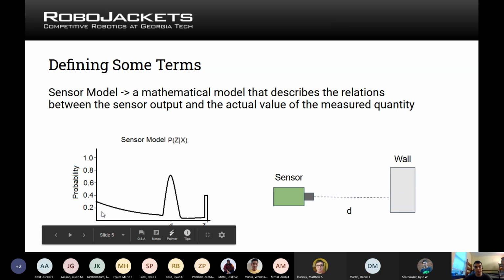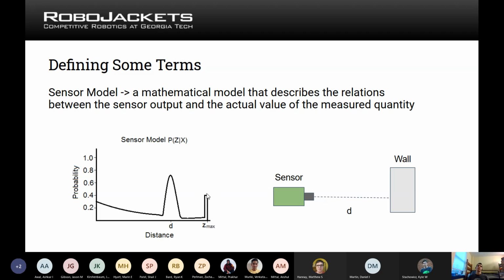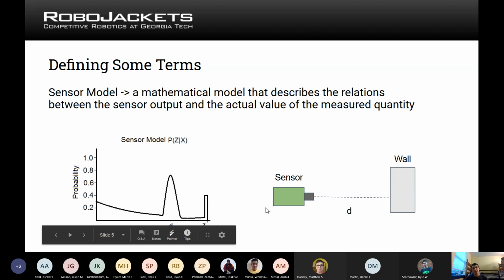Most likely, there's going to be a small chance that it gives you some random value, and then a much higher chance that it gives you around the correct value. Then in a lot of distance-based sensors, you'll see peaks at the very end. This is because if the sensor emits a pulse and doesn't receive it back, it'll essentially set that distance to the max distance. So all the noise that's accumulated past this point will be bunched up at this max distance. And so this is a typical sensor model.